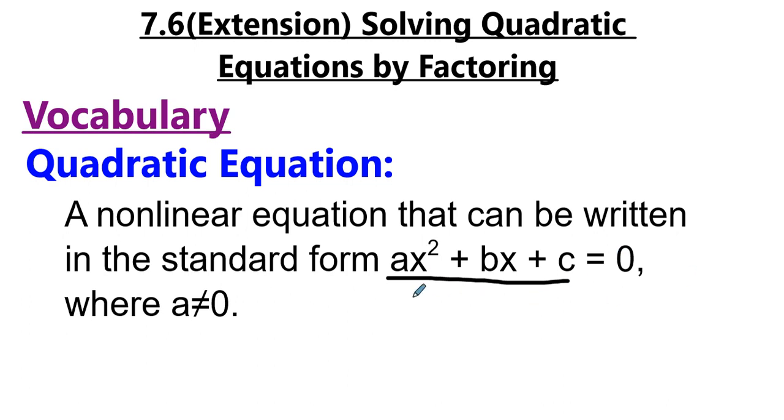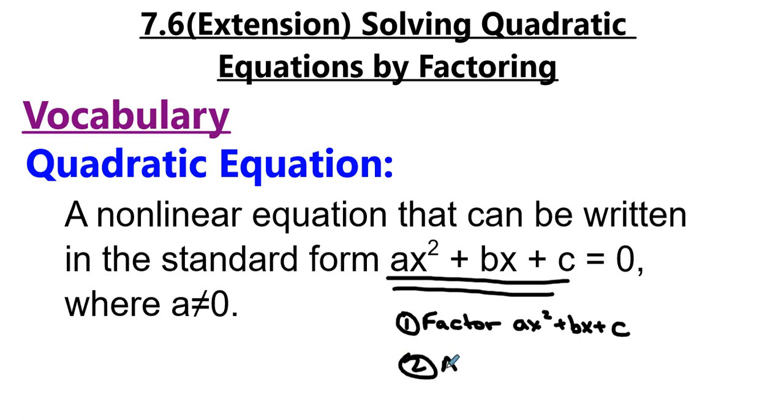So the process of solving quadratic equations by factoring, you're going to take the left-hand side here, you're going to make it look like this, ax squared plus bx plus c, so that you can factor it. So the first step, we're going to factor this ax squared plus bx plus c. And then the second step will be to apply the zero product property.